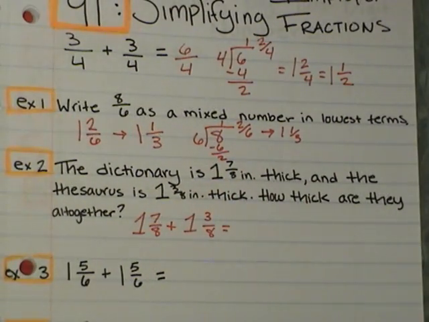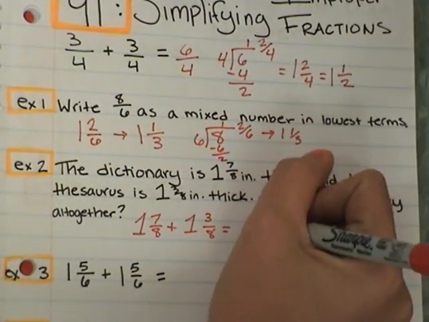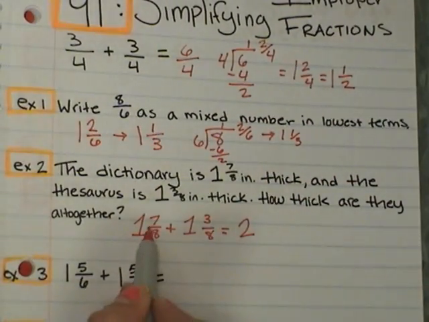Okay? So I'm just going to go ahead and do it like normal. So I'm going to add my whole numbers together. When you add your whole numbers together, you should get 1 plus 1, 2, and then I'm going to add my fractions.